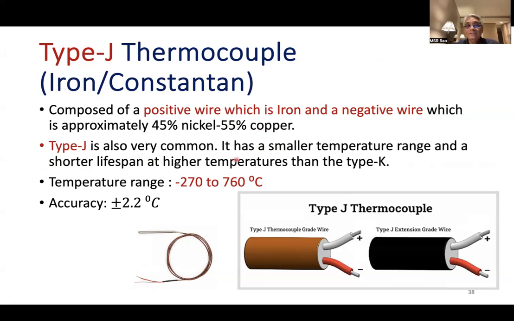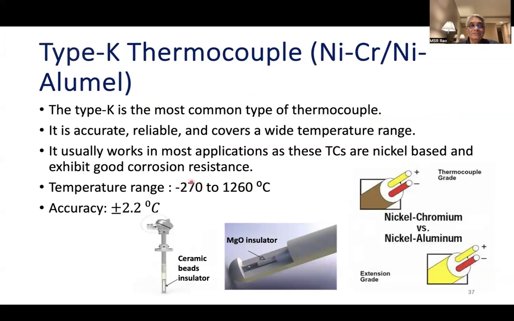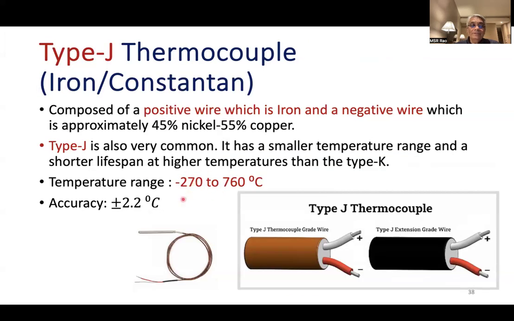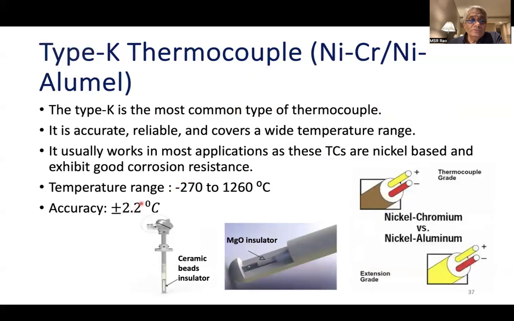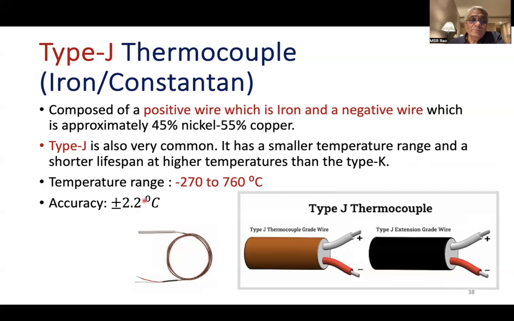It has a smaller temperature range on the high temperature side, and a shorter lifespan at high temperatures than the K-type one. The low temperature range is similar to what you've seen in this case, minus 270 degrees centigrade, but the high temperature range is a little limited to less than 800 degrees centigrade. Accuracy is similar to what you've seen in the case of the K-type thermocouple. The construction looks the same.